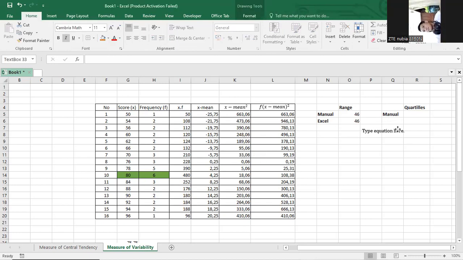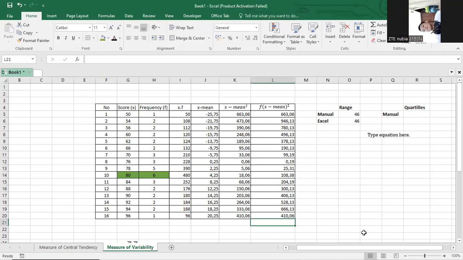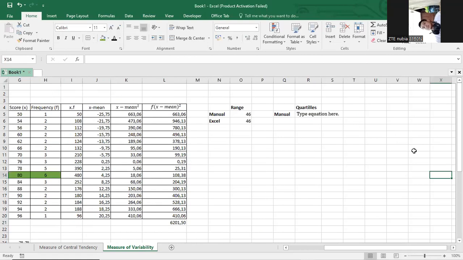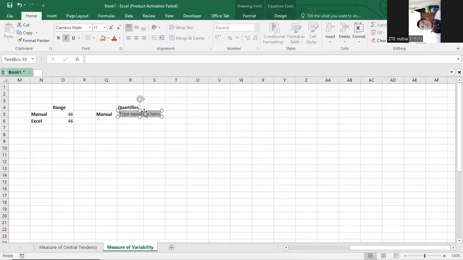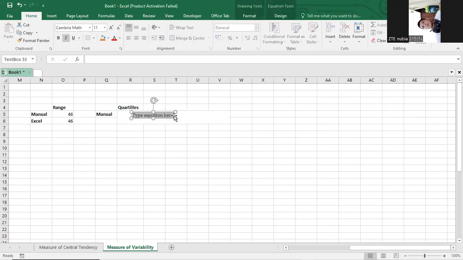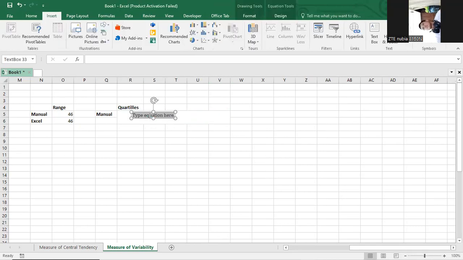Kita pindahkan. Oh, I forgot to sum this, because we are going to make the total of this in another function. So here we kind of geser ini. We type the equation here.